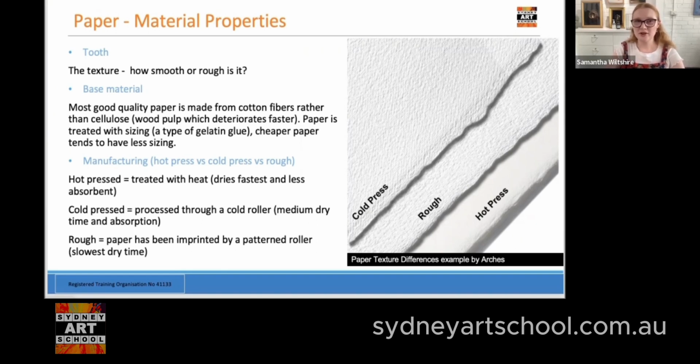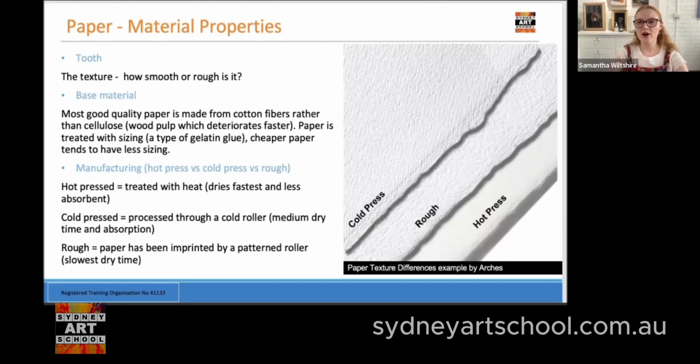We can also talk not only about the base material, but how it's manufactured, in particular, whether it was treated with a cold press, a hot press, or rough. Hot pressed paper is treated with heat.